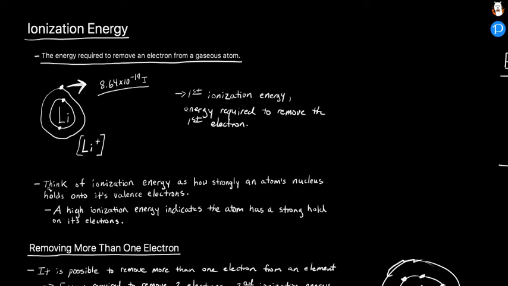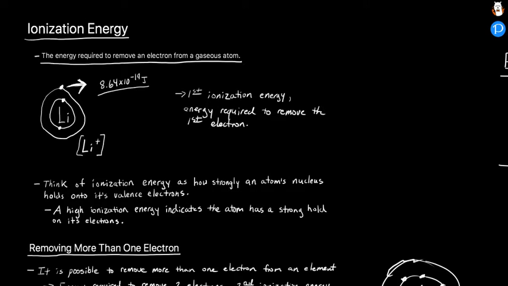And we said that we can think of ionization energy as how strongly an atom's nucleus holds on to its valence electrons. So lithium has a rather low ionization energy, and so it doesn't have a really strong hold on that one valence electron, so it easily gives it up. But then there are some elements, like the nonmetals, that have a really high ionization energy, and so they have a strong hold on their electrons.